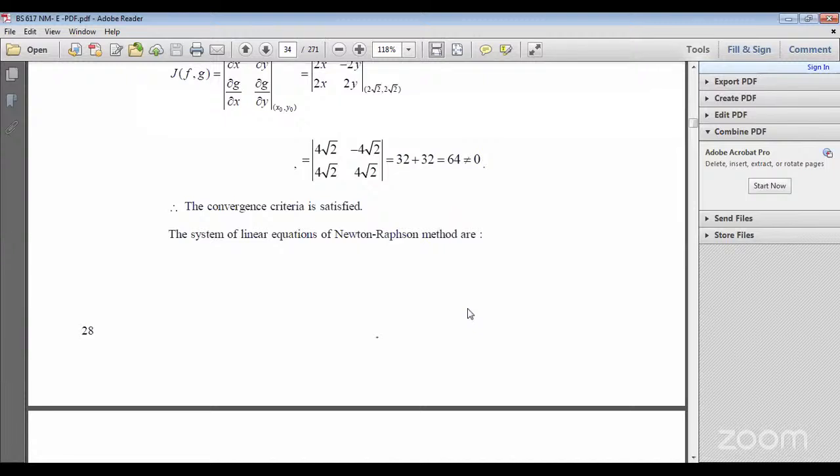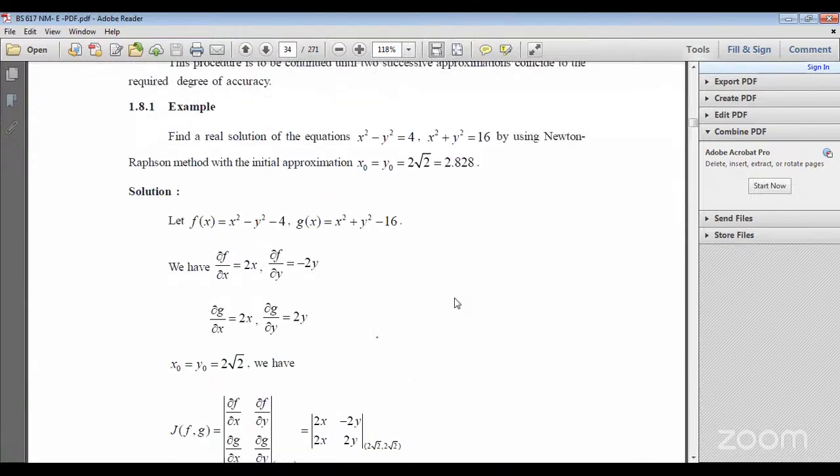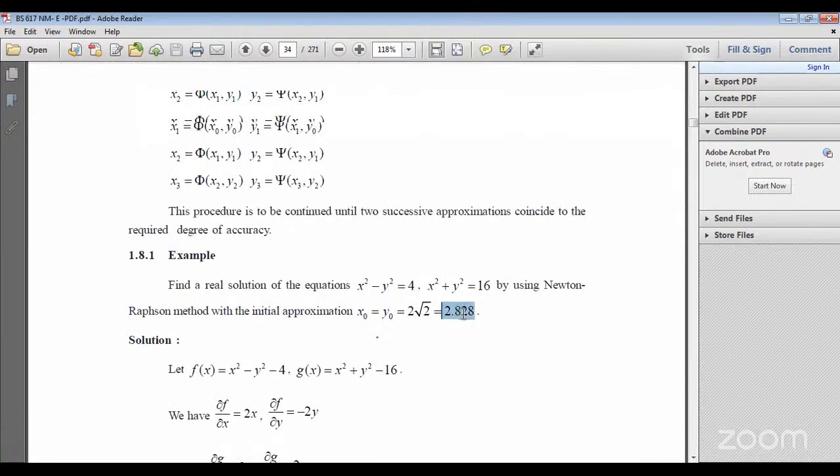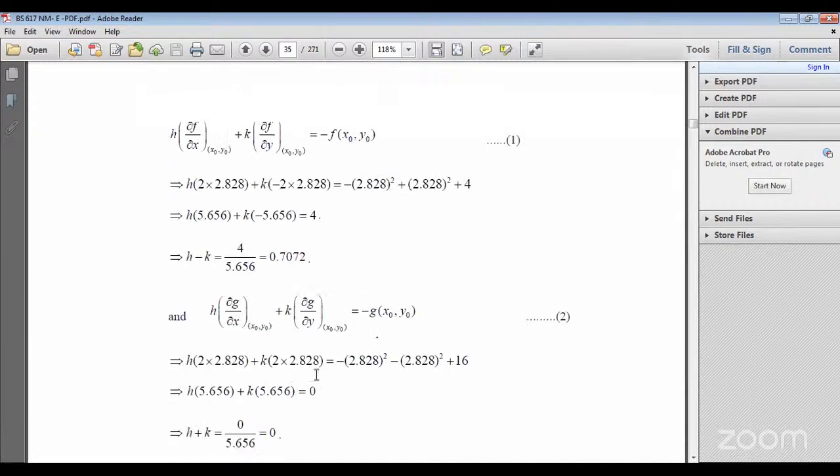So the system of linear equations of the Newton-Raphson method: h into dou f by dou x at x naught y naught plus k into dou f by dou y at x naught y naught is equal to minus f at x naught y naught. What are the values here? 2 into 2.828, written x naught 2.828. Then k into 2 is 2.828, that is 2.828 whole square minus 2.828 whole square.